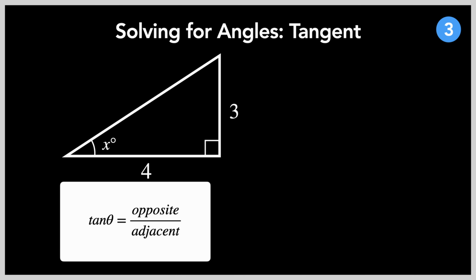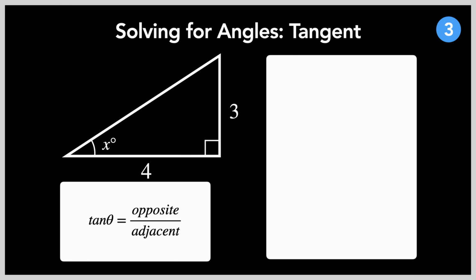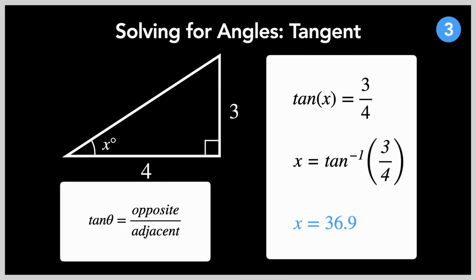Lastly, finding angle x using tangent. We have been given the lengths of the adjacent and opposite sides, so we know that the tangent of angle x is equal to 3/4. Using its inverse, we can rearrange this equation to make x the subject, as the arctangent of 3/4 is equal to x, leaving us with a calculated x value of 36.9.